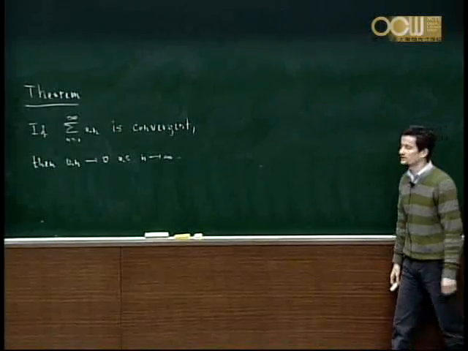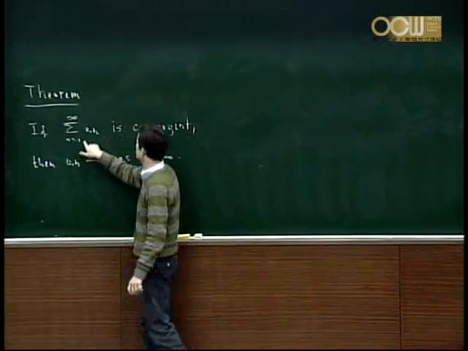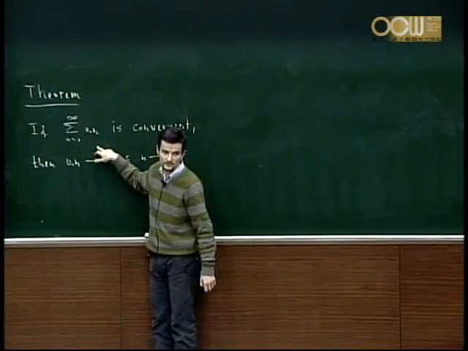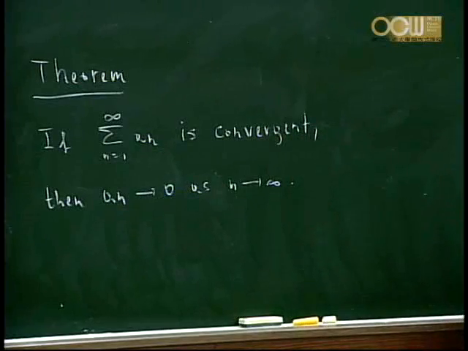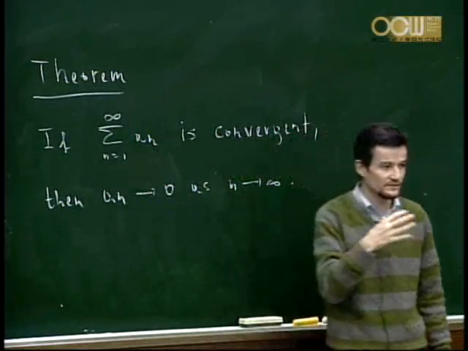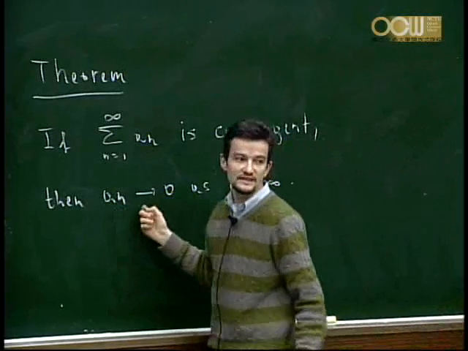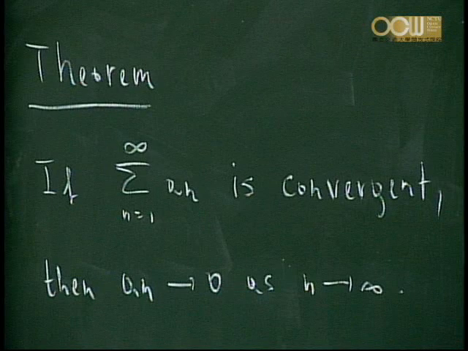This is something you expect, because roughly speaking, the series being convergent means you can sum up all those terms. Now, if an is not getting smaller and smaller, if you start summing up the terms, the partial sum will get larger and larger. So this is something which certainly has to be satisfied if a series is convergent.